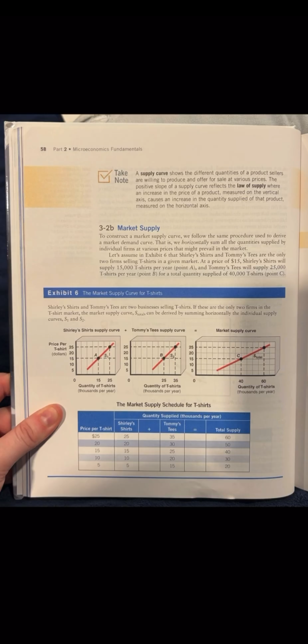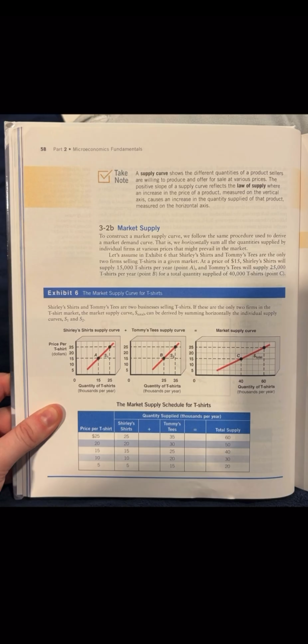3.2b. Market supply. To construct a market supply curve, we follow the same procedure used to derive a market demand curve. That is, we horizontally sum all the quantities supplied by individual firms at various prices that might prevail in the market. Let's assume in Exhibit 6 that Shirley's Shirts and Tommy's Tees are the only two firms selling t-shirts in a given market. At the price of $15, Shirley's Shirts will supply 15,000 t-shirts per year, point A, and Tommy's Tees will supply 25,000 t-shirts per year, point B, for a total quantity supplied of 40,000 t-shirts, point C.